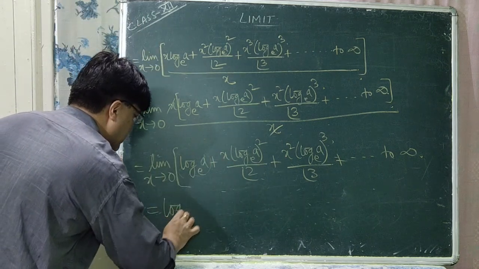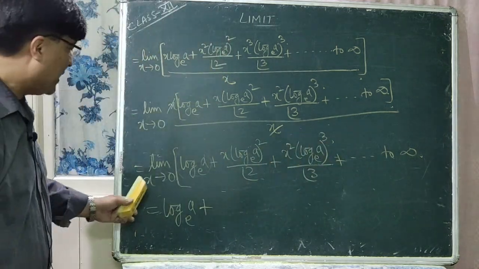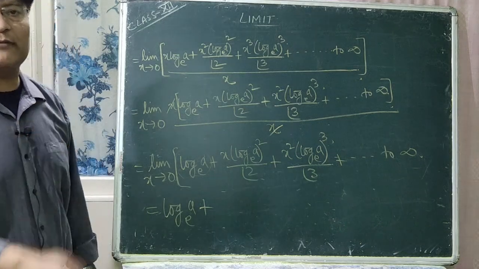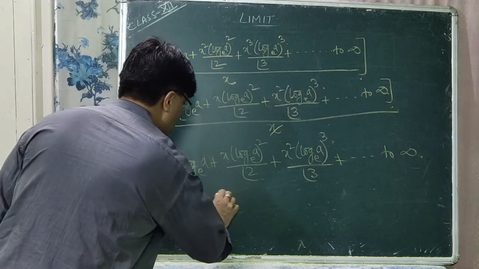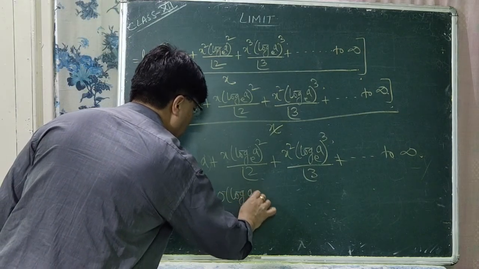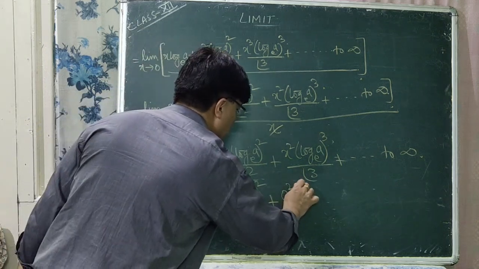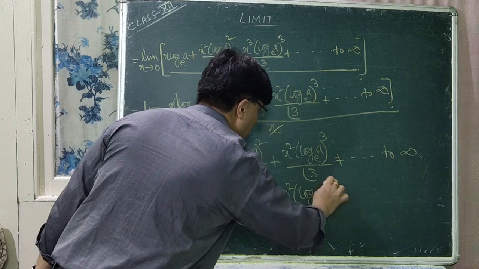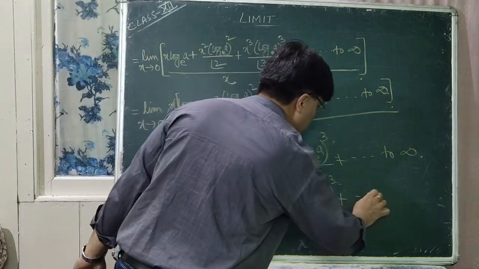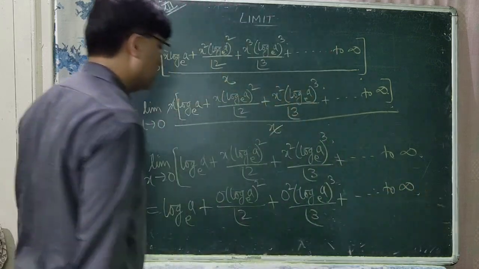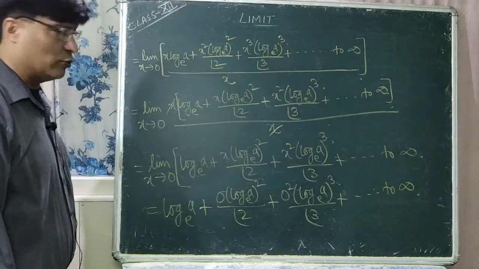So it remains as it is, that is log a base c plus, in this case you can write down the limiting value of x. X tends to 0 means 0 is the limiting value of x, but we can put x is equal to 0 out here. So 0 into log a base c whole square divided by factorial 2 plus 0 square log a base c whole cube divided by factorial 3 plus dot dot dot, it goes up to infinity. So all the terms from the second term will be 0.